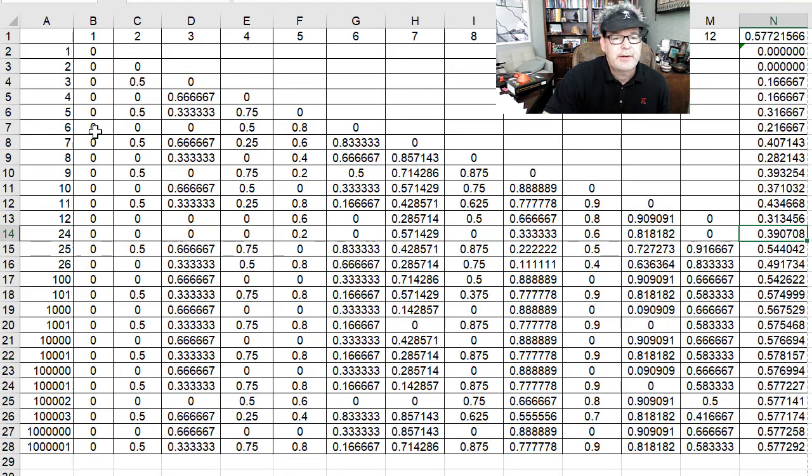6 divided by 1 is an integer. 6 divided by 2 is an integer. 6 divided by 3 is an integer. 6 divided by 4 is 1.5, so that's 0.5 away. 6 divided by 5 is 1.2, so that's 0.8 away from the next integer up. So a lot of zeros, and then the average ended up being 0.2167. So here's the average over here. So that was for 6.